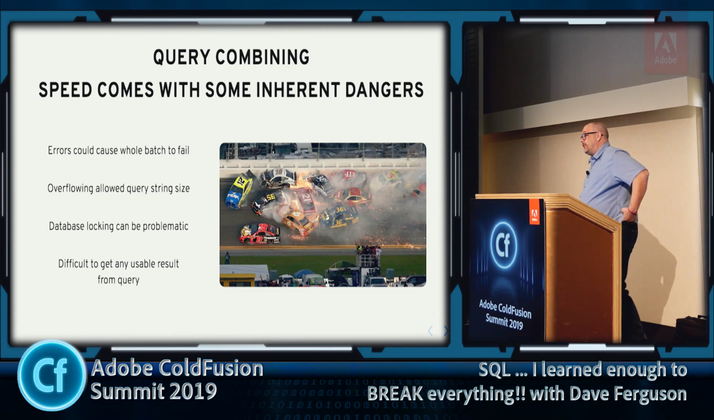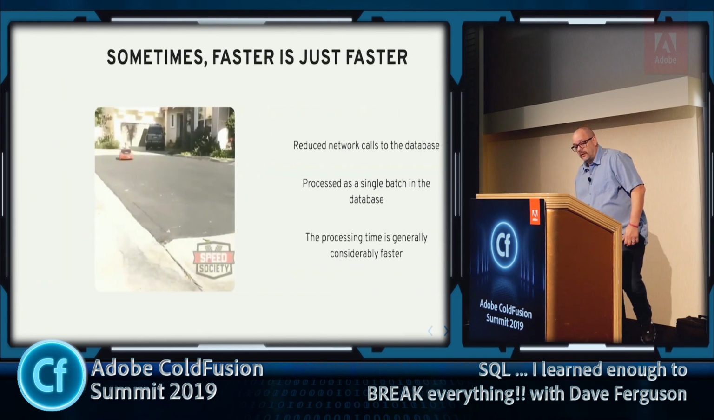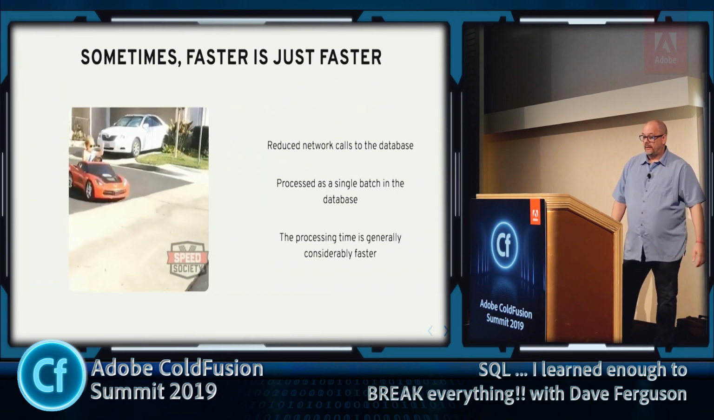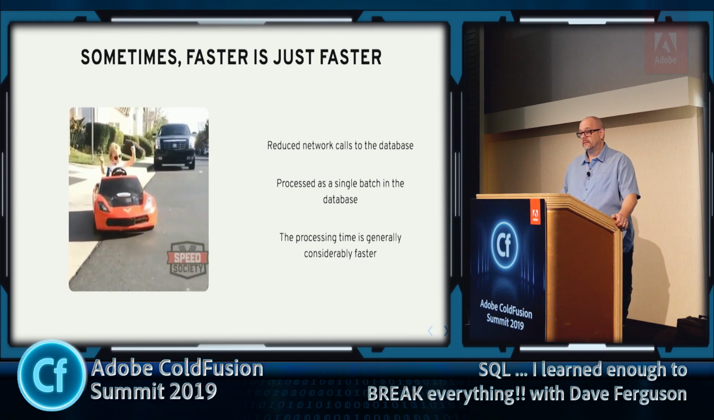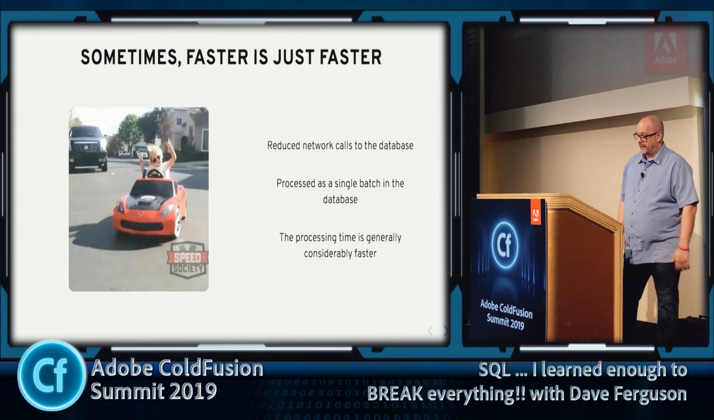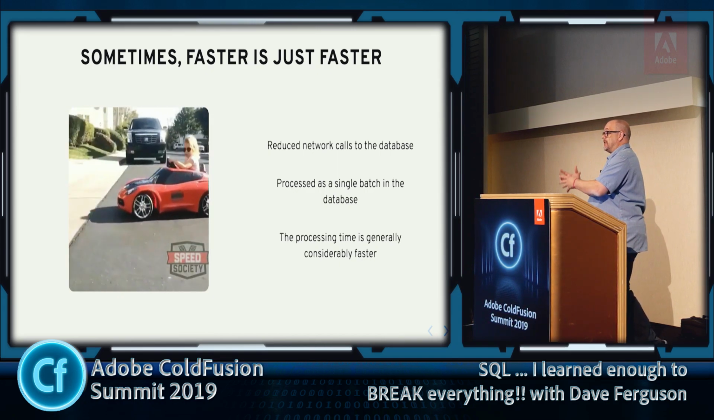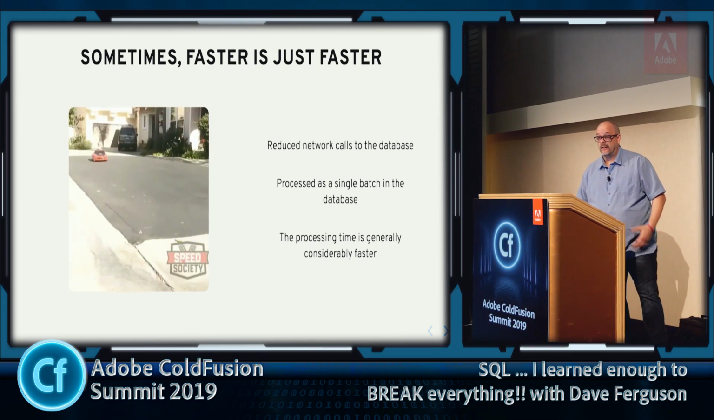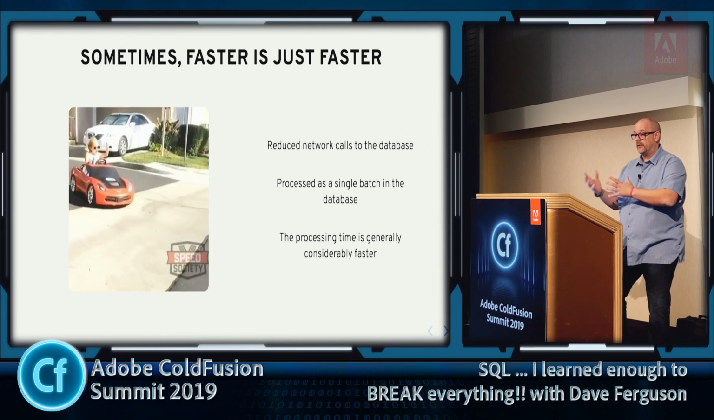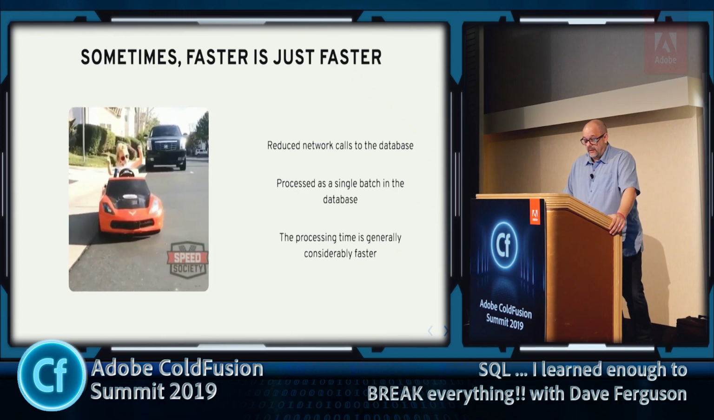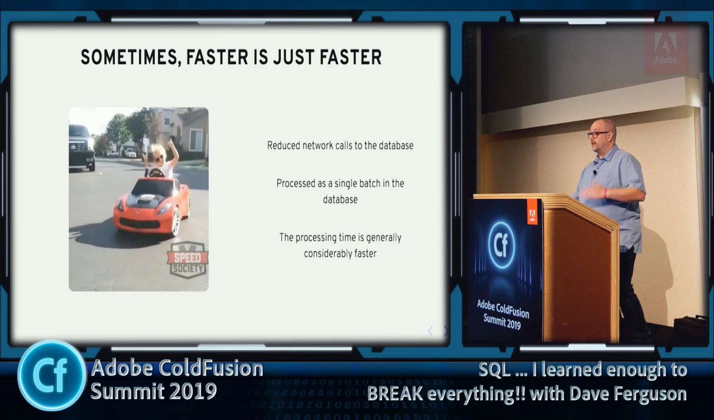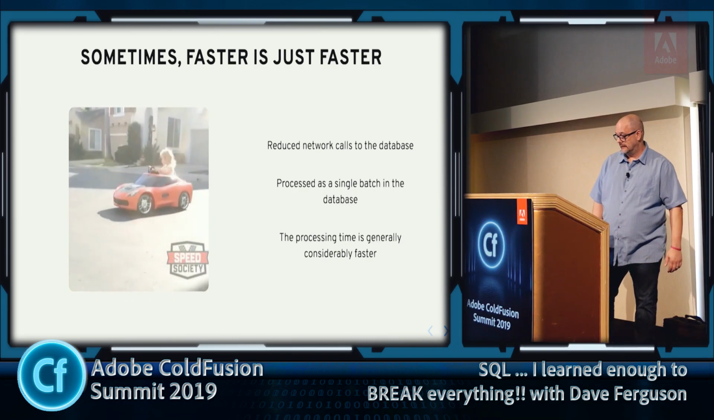The biggest thing about doing this is your network traffic is massively reduced to a single run versus multiple network calls over a database. They are processed as a single batch by your database, which makes your database handle it way faster. Your database likes it when it can do one big thing versus a bunch of little things. And the processing time, like I showed you in the example, is generally considerably faster by far.